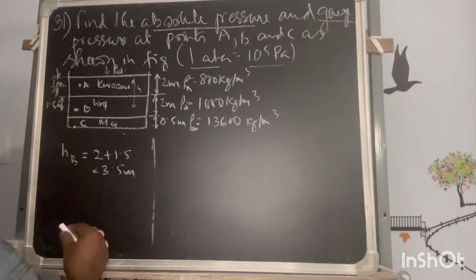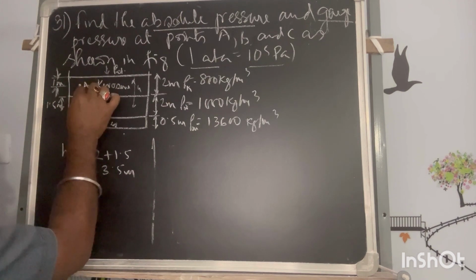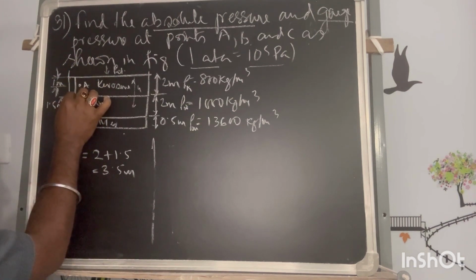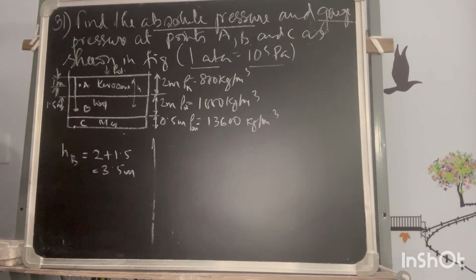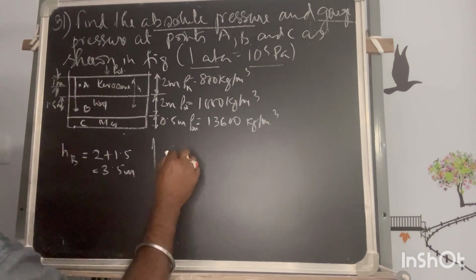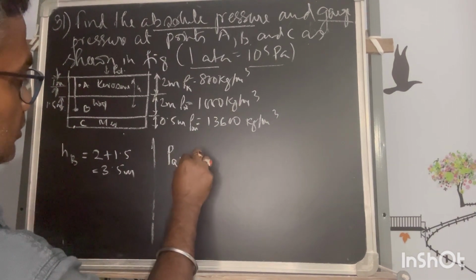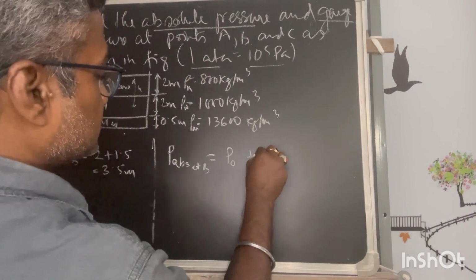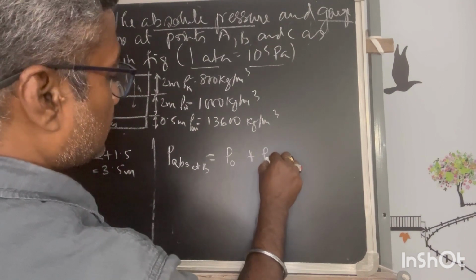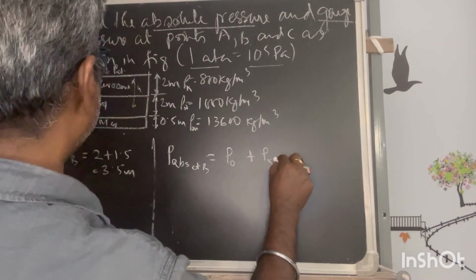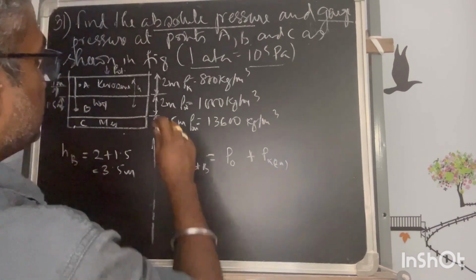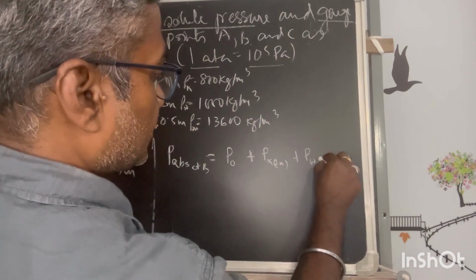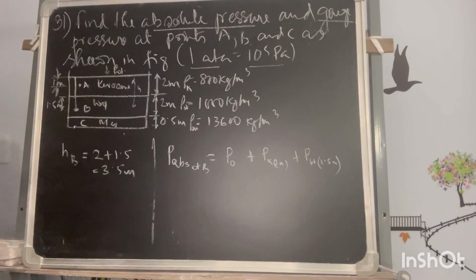Now what is the pressure here? The pressure here can be calculated from the pressure of the kerosene column and the pressure of this much of the water column. So my absolute pressure at B is equal to P0, the atmospheric pressure, plus the pressure due to the complete kerosene column of height 2 meter, plus the pressure for water, where the height I will consider is 1.5 meters.